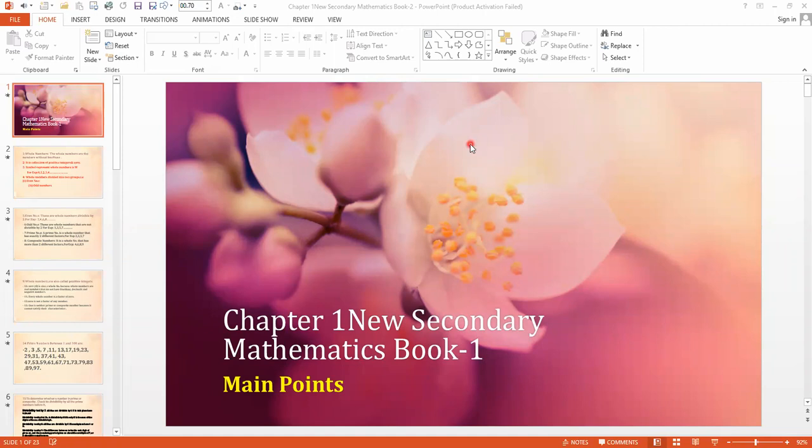Today I'm here to discuss the main points of chapter number 1 of the new updated Maths book which we are studying this year. So coming to our main points, I have taken these main points from the book. All the main points are written in your book. You have to underline all that.